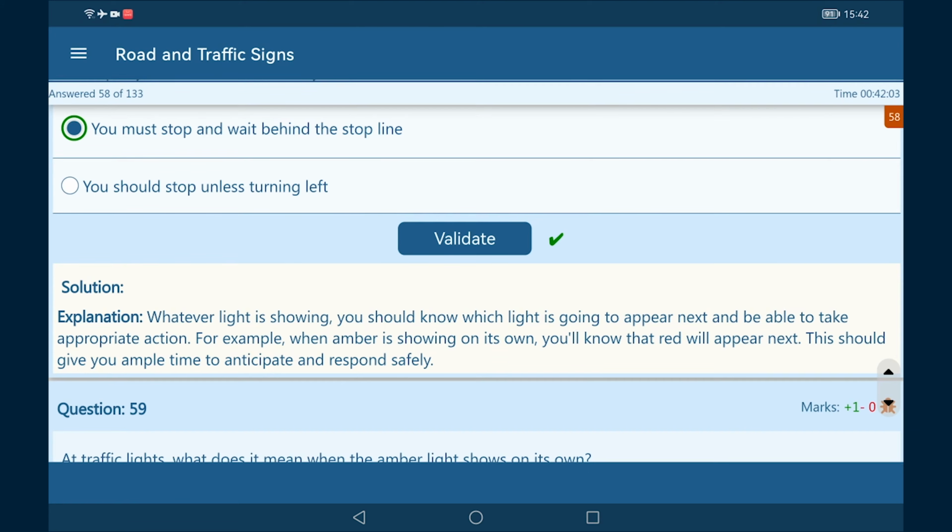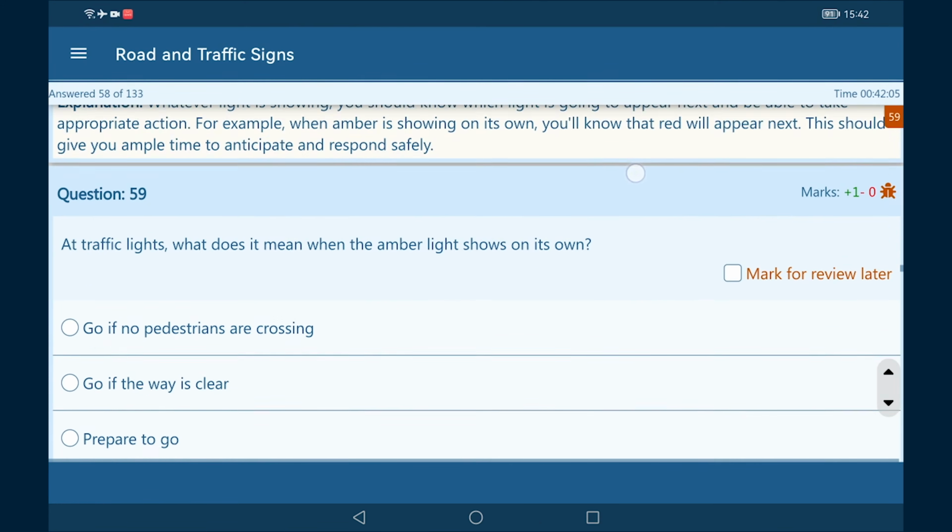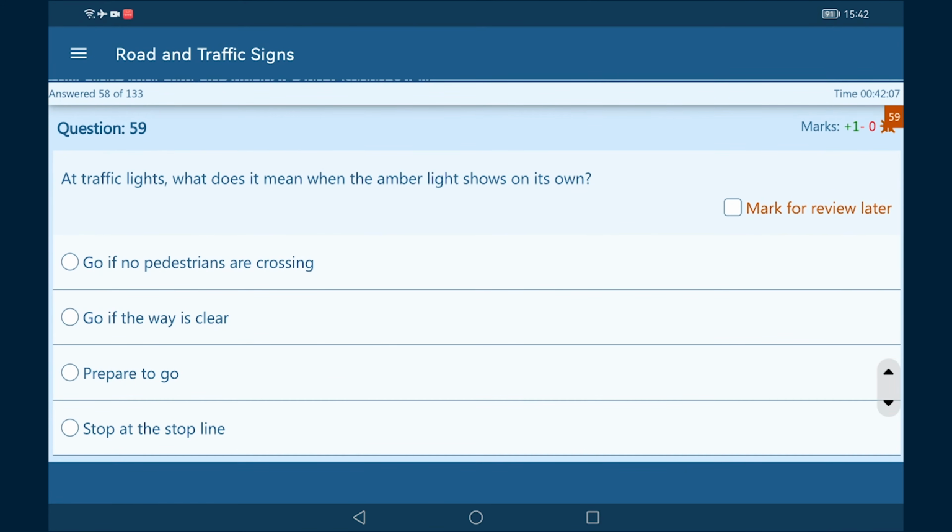Question 59. At traffic lights, what does it mean when the amber light shows on its own? Option 1. Go if no pedestrians are crossing. Option 2. Go if the way is clear. Option 3. Prepare to go. Option 4. Stop at the stop line. The correct answer is Option 4, that is, stop at the stop line.